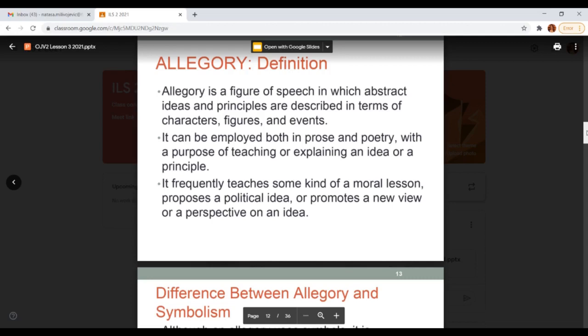generally behave like humans. Allegory can be employed both in prose and in poetry, with the purpose of teaching or explaining an idea or a principle. And it also frequently teaches some kind of moral lesson. This is also especially frequent in fables, where there is a moral to the story in the end. So a story teaches you and illustrates an important principle, which is illustrated in the story that precedes the moral lesson that comes in the end.